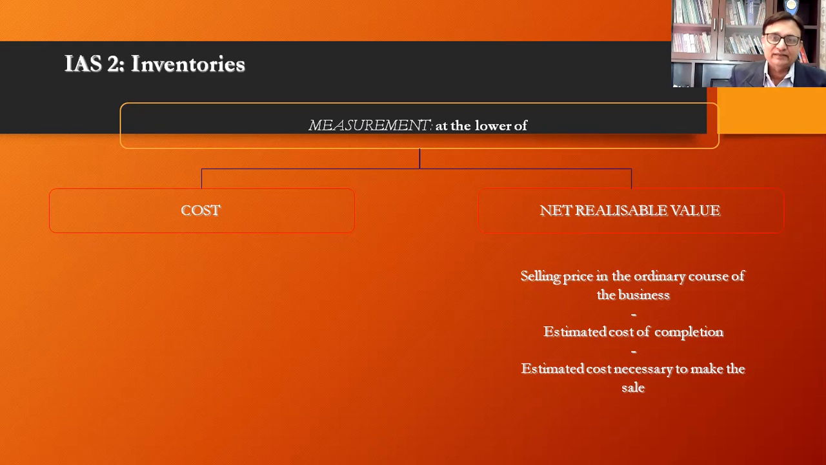For example, you have work in progress. You will find out if it is in the form of finished good, what will be the selling price. From that, the estimated cost which needs to be incurred to convert that work in progress into finished goods will be deducted, and the estimated cost necessary to make the sale will also be deducted, and you will arrive at the net realizable value. So this net realizable value will be compared with the cost, and the lower of cost or net realizable value at that point will be measured in the form of inventory.